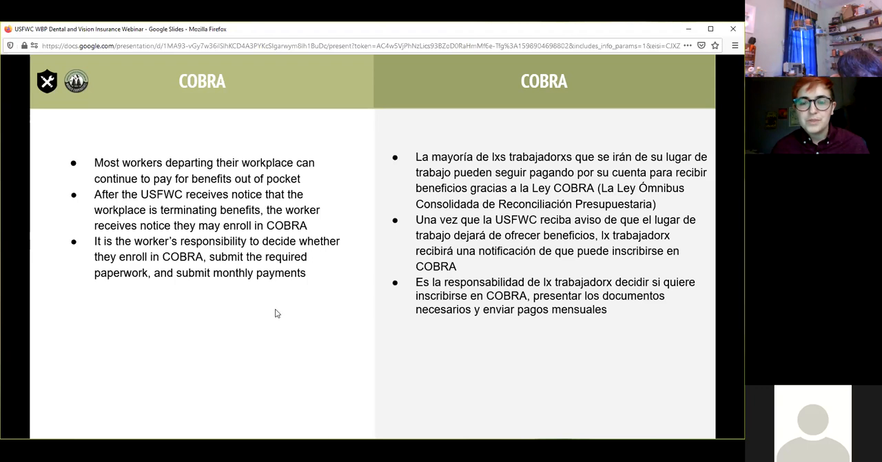And so yeah, the worker will receive notice of Cobra and then is responsible for taking the necessary steps to enroll and to pay for those. So the workplace doesn't continue to have responsibility for those benefits, the worker does, but the workplace is responsible for notifying the worker that they will have that available. And something that I've been putting together and have been sharing with folks who have been terminating people from the insurance plans is a short how-to / FAQ about what Cobra is and what to expect.